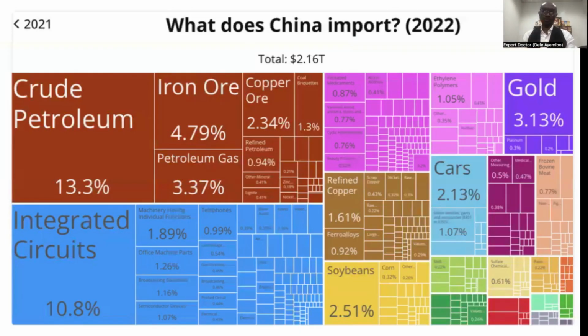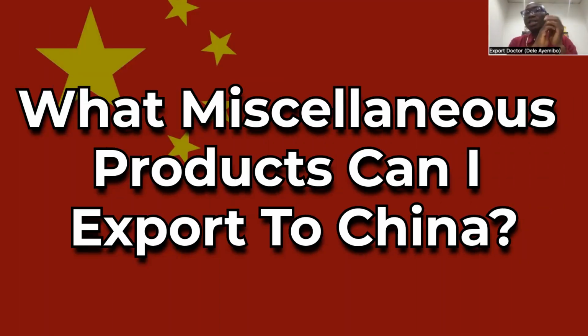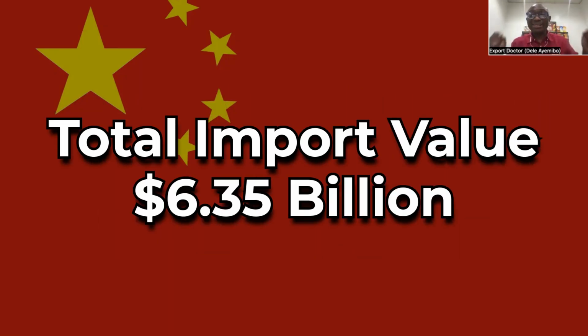So let's go. The next product I'll be looking at is what you can call miscellaneous product, because it involves different products in different categories that we have not talked about. And the demand for this product is 6.35 billion.